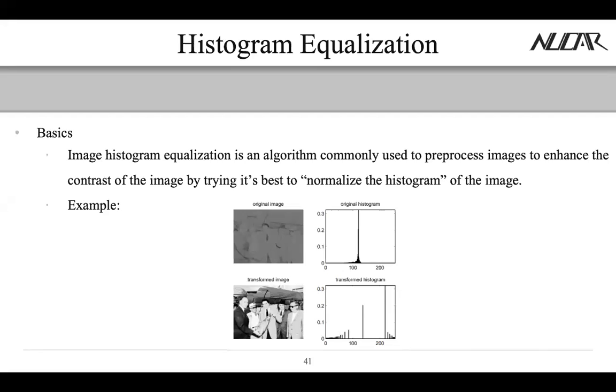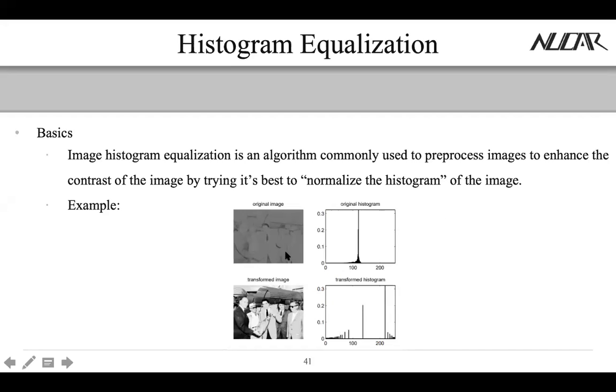The basics of image histogram, which we already discussed briefly, is that it's an algorithm that is used to pre-process an image. You have an image where the intensity is quite varied across the image, and that makes it look ugly. So what we're trying to do is basically normalize the histogram so that we can even out the contrast, and then the image looks much better.